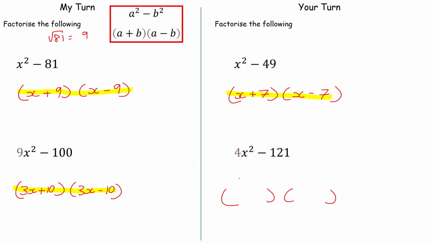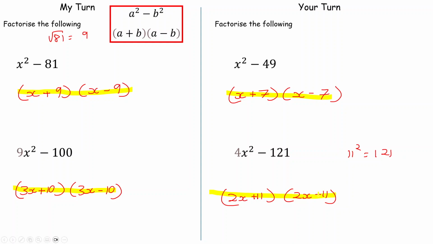So the square root of 4x squared, well, square root of 4 is 2. Square root of x squared is going to be x, and then same over here, so 2x. The square root of 121 is 11. Okay, 11 squared is equal to 121. So 2x plus 11, 2x minus 11. That is your answer. Okay, brilliant. There we go. Not very well highlighted.